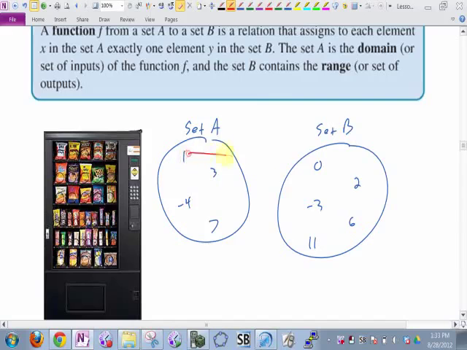So maybe the number 1 corresponds to the number 0. Maybe 3 maps to the number 6. -4 maps to 2. And 7 maps to 11. Okay?